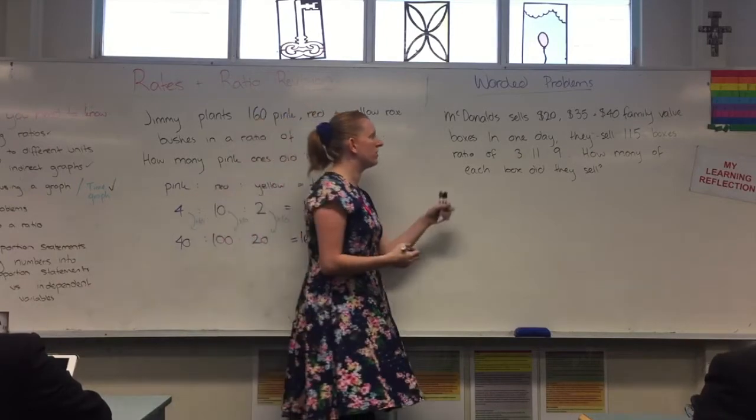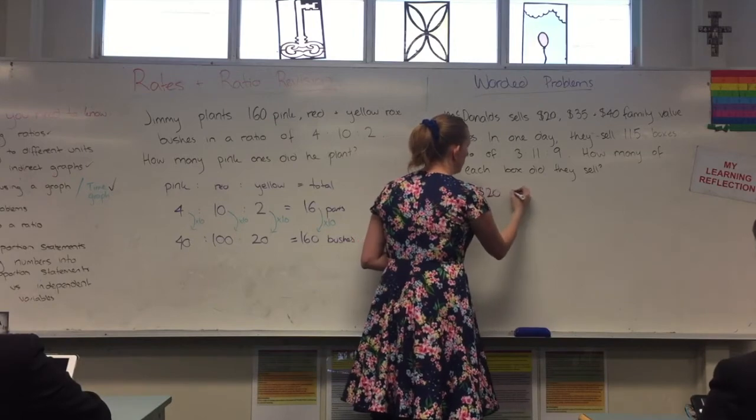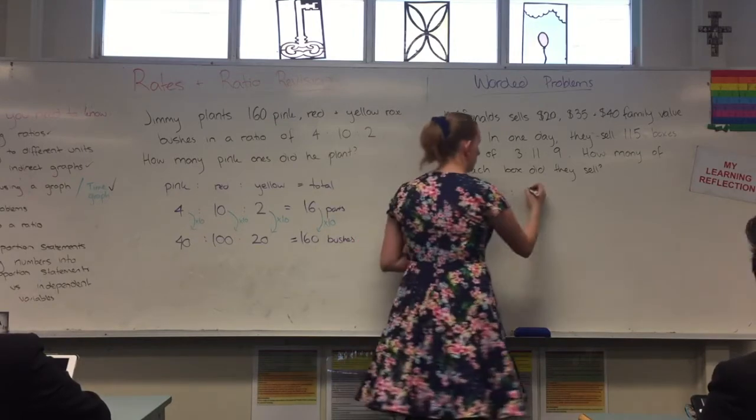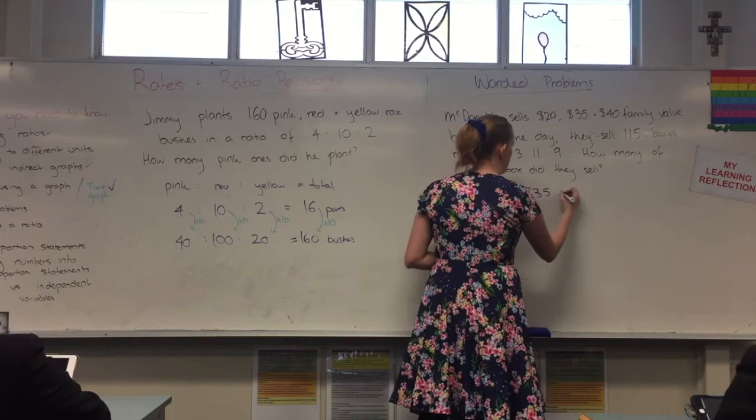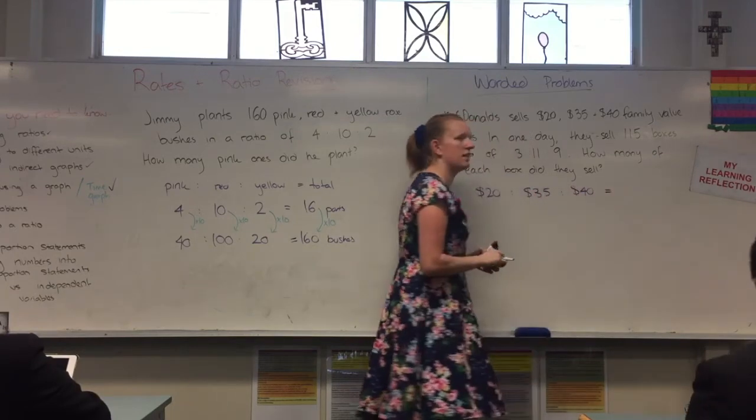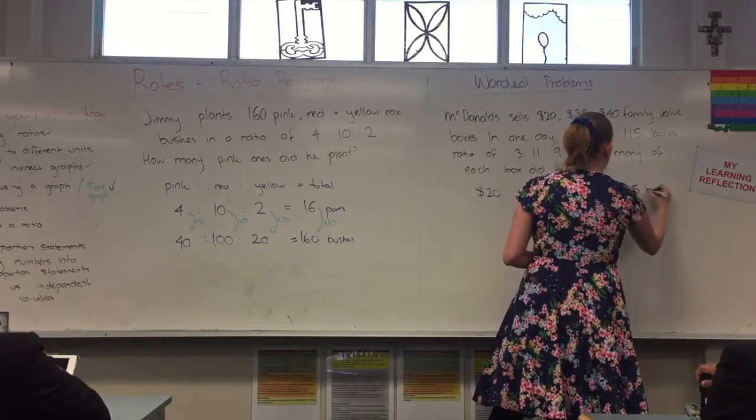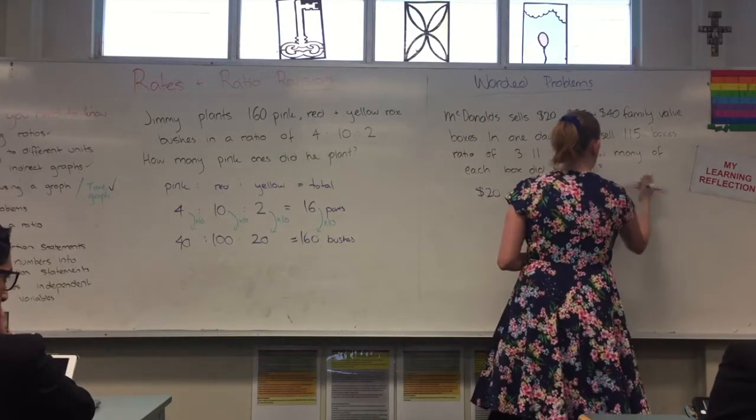Cool. What's the first box? What's the first type? $20 box. What's the next type? $35. And then the next one is $40 box. And how many boxes did they sell in total? 115. 115 boxes. Oh, you know what? I'll just leave that as total.